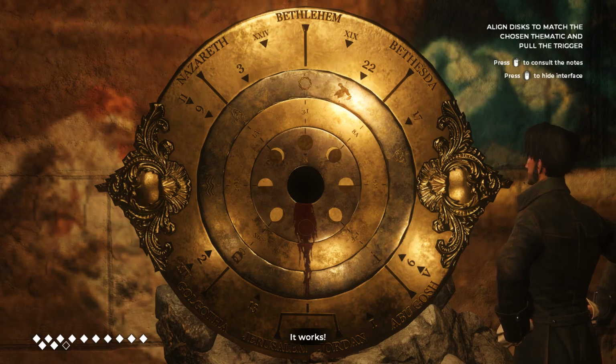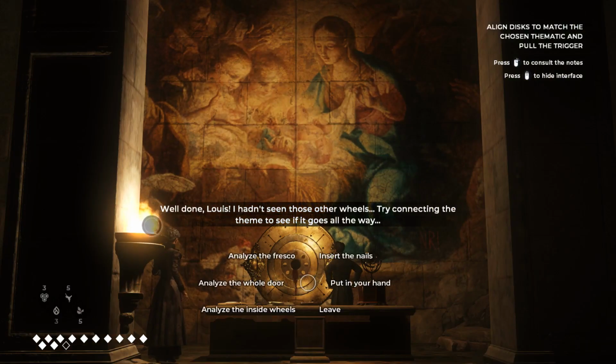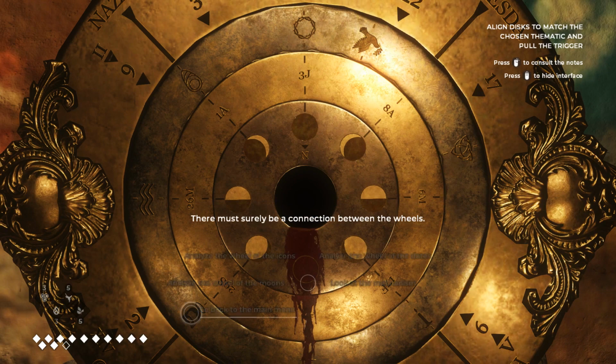It works. Well done, Louis. I hadn't seen those other wheels. Try connecting the theme to see if it goes all the way. There must surely be a connection between the wheels.